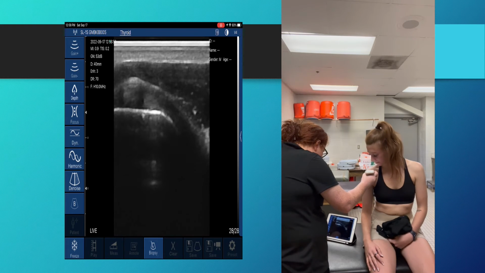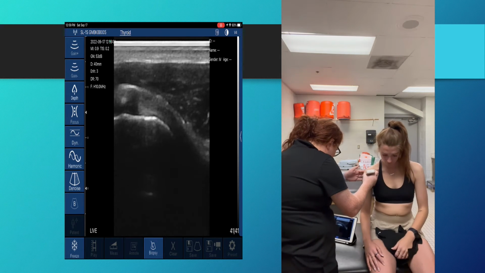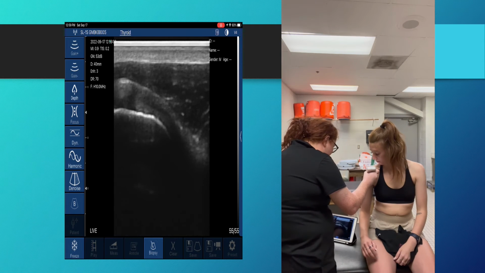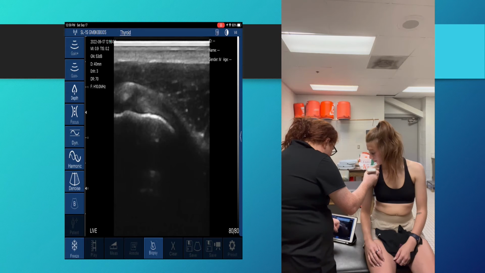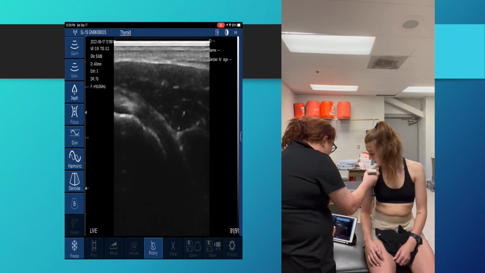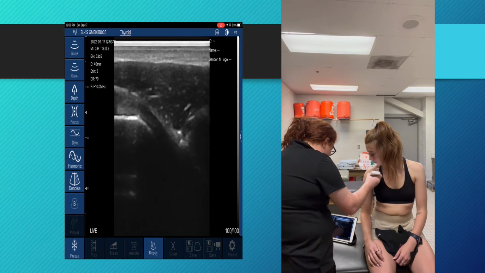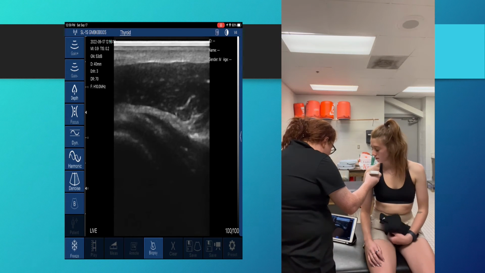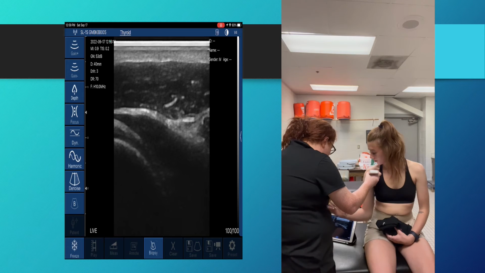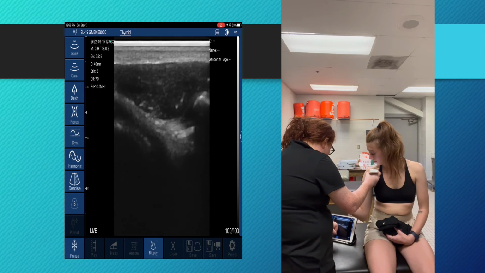Ultrasound gel was applied to the patient before beginning, and I have the patient started in a neutral position. And so as you can see, the reflective area in the bottom left of the screen is the humeral head, and then the tendon is the hyperechoic area above the humeral head. And as you have the patient externally rotate their arm, you can see the subscapularis tendon stretching.